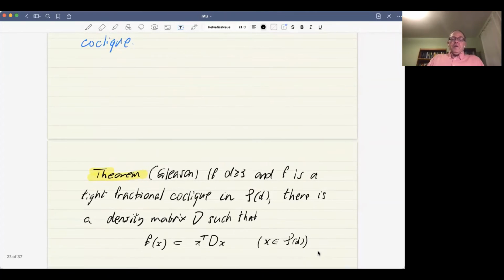And so what did Gleason prove? Well, Gleason proved that if D is at least 3, it's false if D is equal to 2, and F is a tight fractional co-clique, then there is a density matrix D, a positive matrix of trace 1, such that F of X is equal to X transpose D X. Just think about this. I've defined fractional co-cliques, and that's the sort of thing that comes up in combinatorial optimization. There's nothing unusual about it. And we've defined tight fractional co-cliques, and now we're working with an infinite graph, and now we have this explicit description of the possible fractional co-cliques. So it's really quite remarkable.